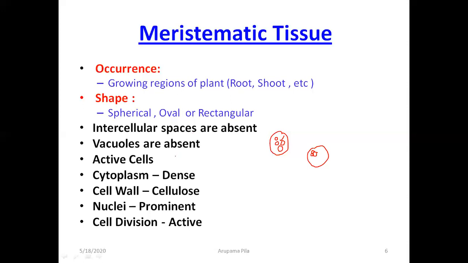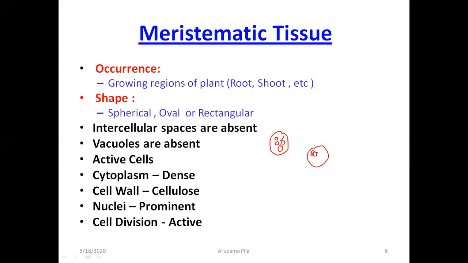Just go back to the previous chapter where we read that the function of the vacuole is storage plus giving support. Here, meristematic tissue does not need support. That's why vacuoles are not present. Then active cells. Meristematic tissue contains cells which are very, very active, because they are continuously dividing.